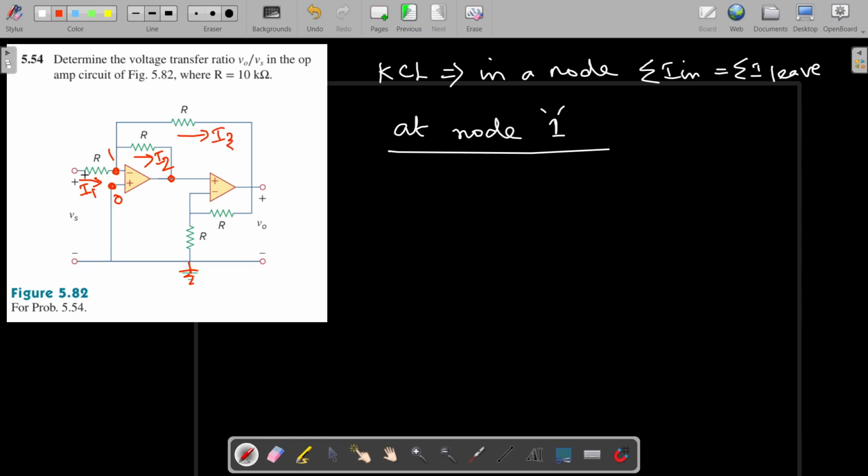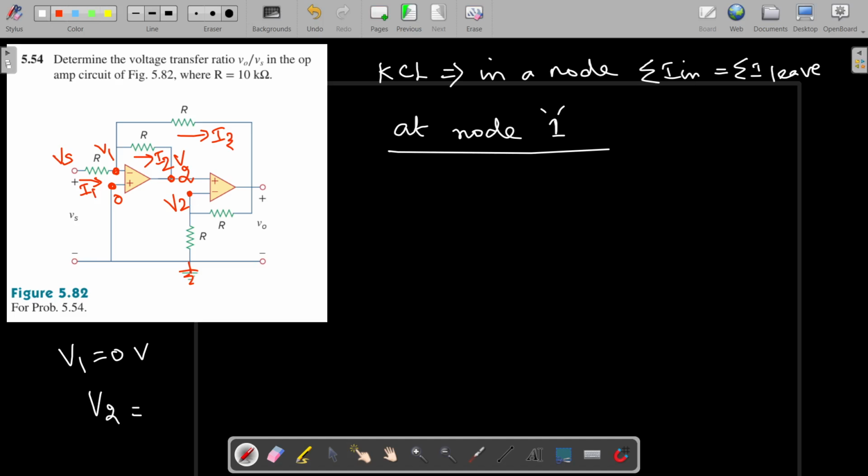This I1 is flowing from this Vs potential to V1 potential, where V1, as I have already told you, is at zero potential, 0 volts. Similarly, we should know the value of this. Okay, so we'll mark this as node number 2 with V2 potential. The same thing reflects here according to the ideal condition. So we should know what is the value of this V2.